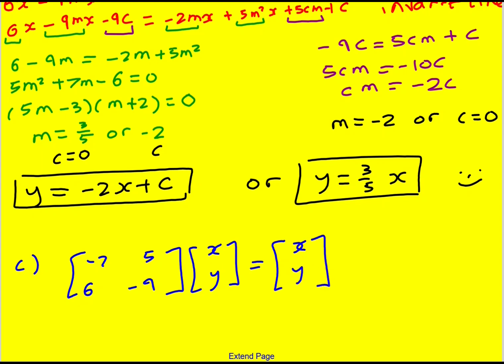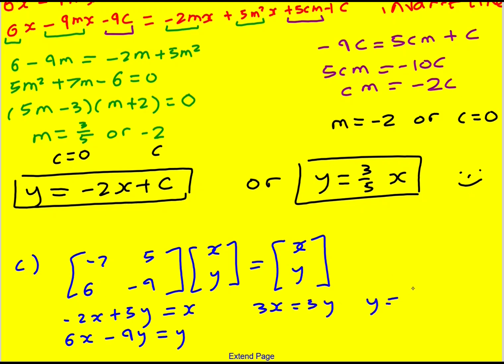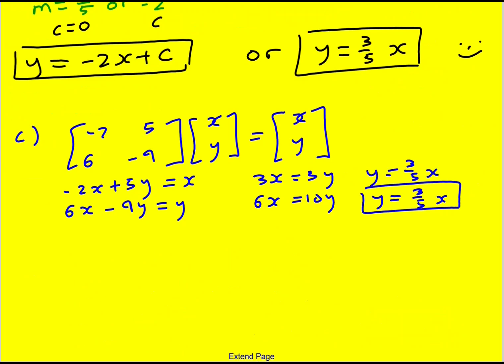Rather than that capital X and M capital X plus C, just get this. So then minus 2x plus 5y is equal to x, and 6x minus 9y is equal to y. First one becomes 3x equals 5y, therefore y is 3/5 x. Okay, we can see it's going to be that second one. Let's just check that it's consistent. 6x equals 10y. So again, y would equal 6 over 10x, or 3/5 x. It's this one that is also a line of invariant points.